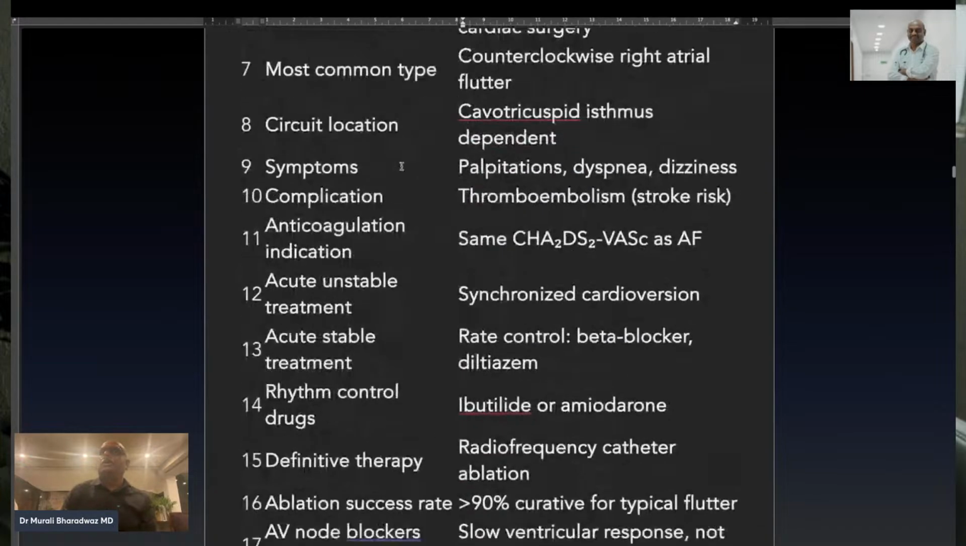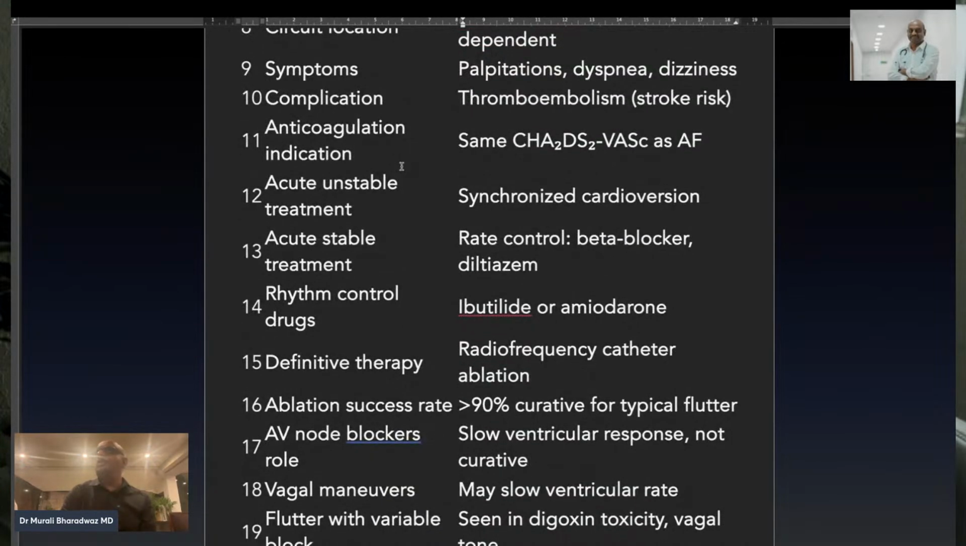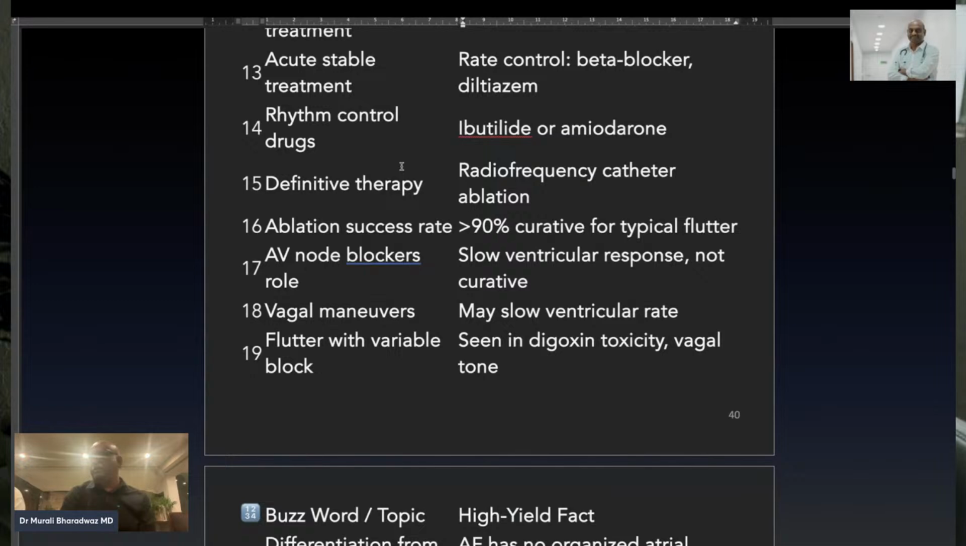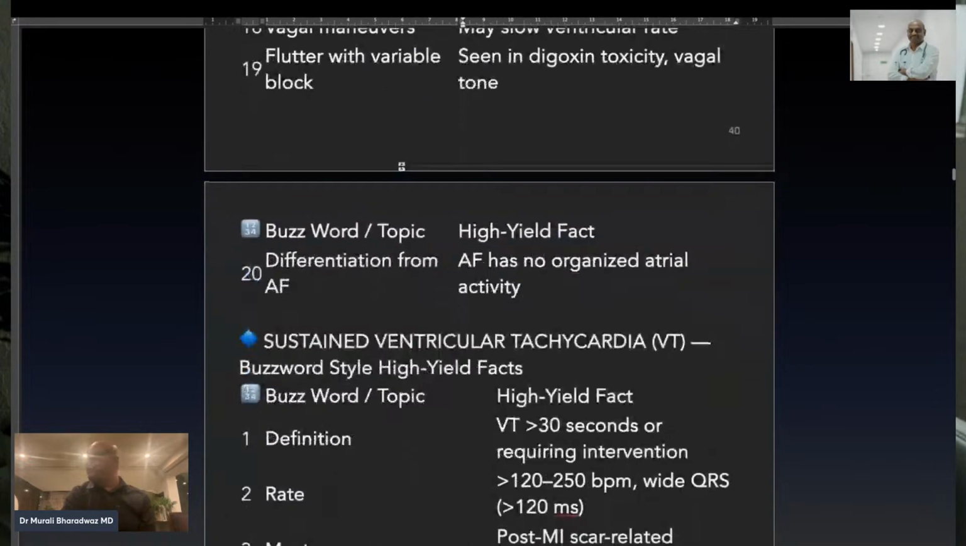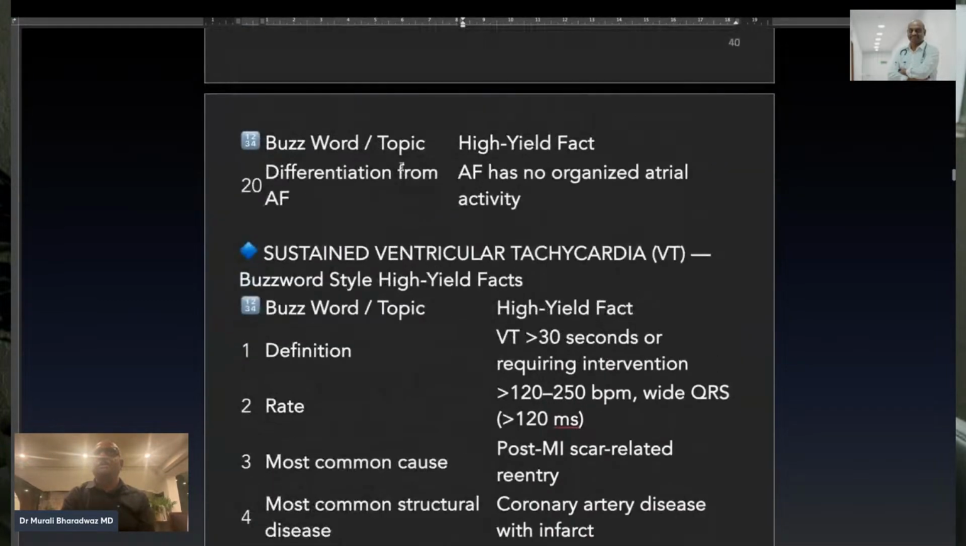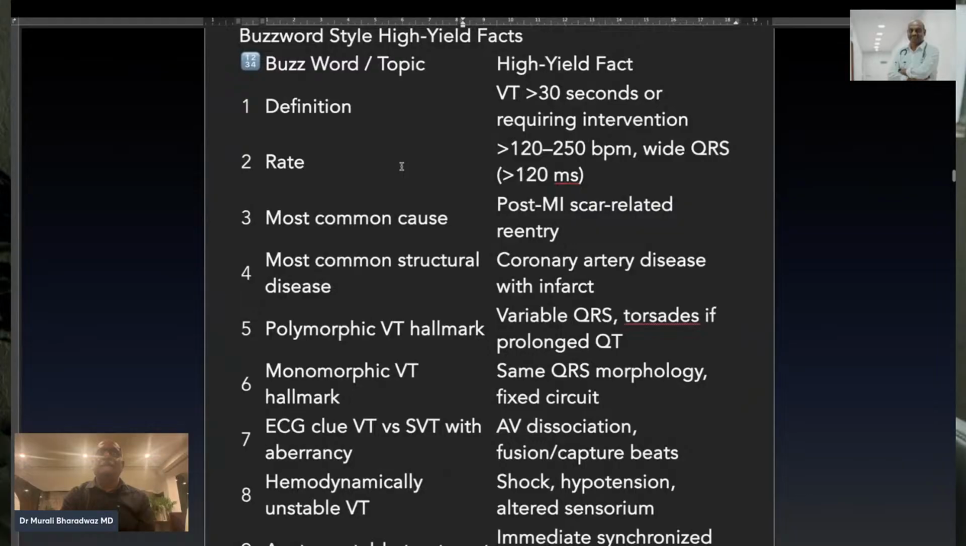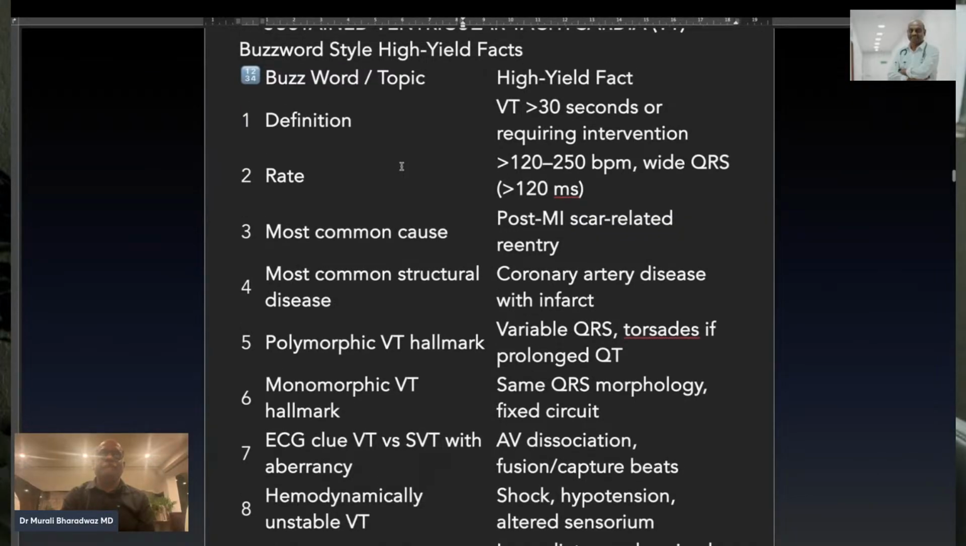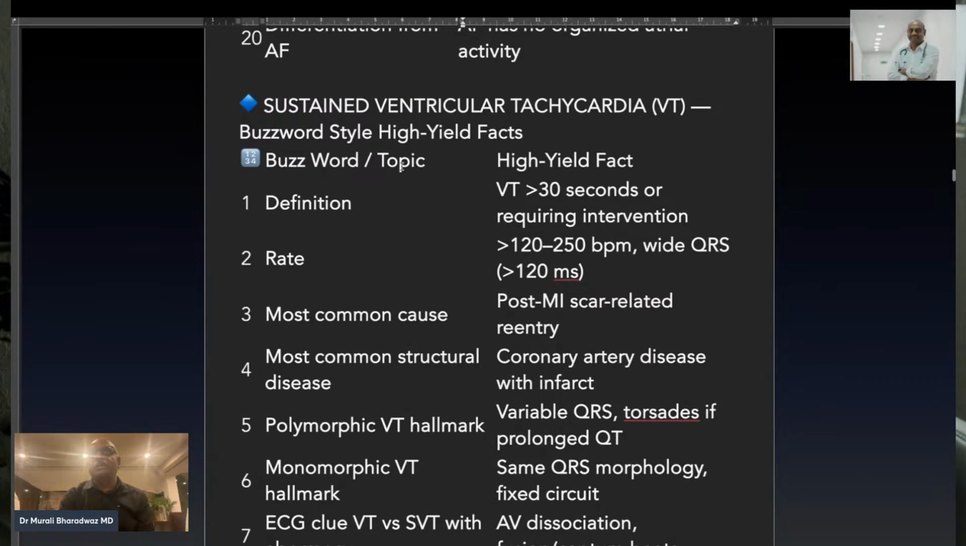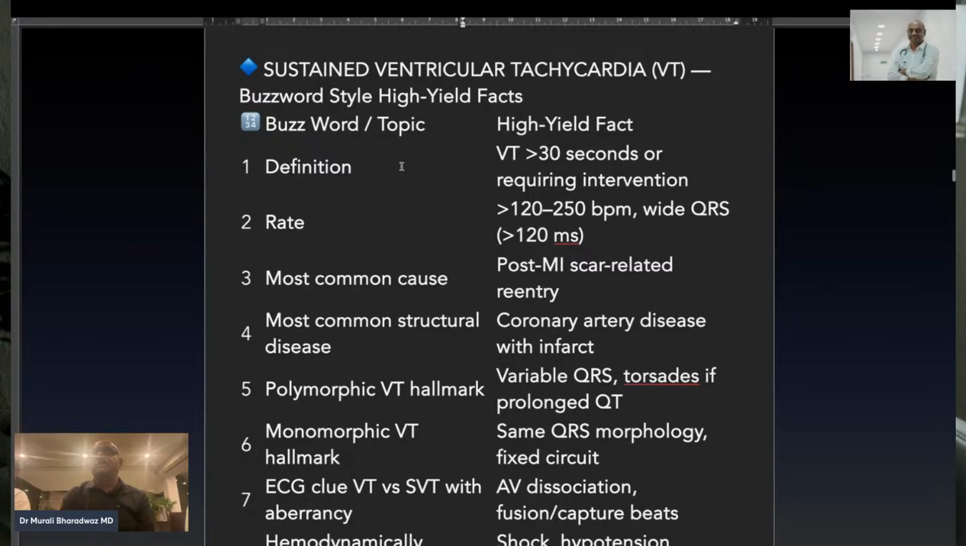Right? So in this, most of the points are covered, same as AF. But you're also giving rhythm control here, sir. There, rate control only. In AF, rhythm control is also given. Then VT.